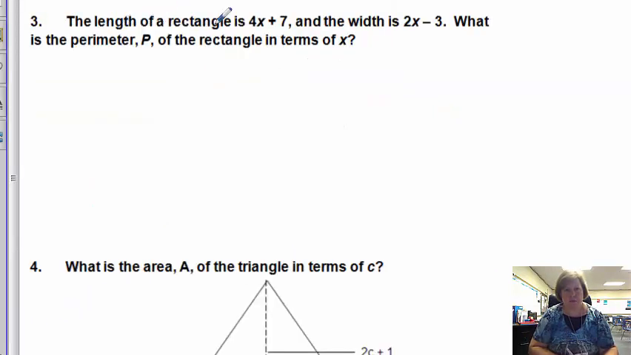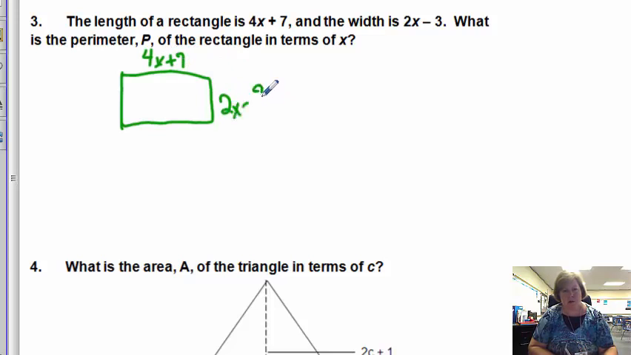All right. Okay, so the length of a rectangle is 4x plus 7, and the width is 2x minus 3. What is the perimeter P of the rectangle in terms of x? Here it might be easier if we sketch a little picture since they didn't provide one. So we just have a rectangle whose length is 4x plus 7 and whose width is 2x minus 3. What do we know about a rectangle? We know that opposite sides are equal, so we could write in over here that 2x minus 3, and then this would be the other opposite side, 4x plus 7.